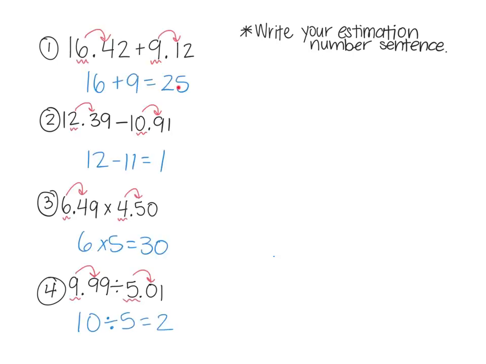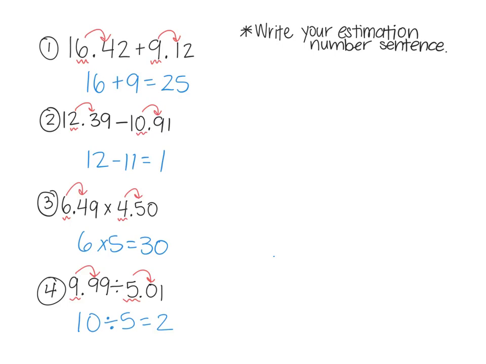These are the 4 answers you should have gotten: 25, 1, 30, 2. If you did not get any of these right, check your work and check how you rounded. Look at my work, compare mine to yours, and see if you can figure out where you made your mistake.